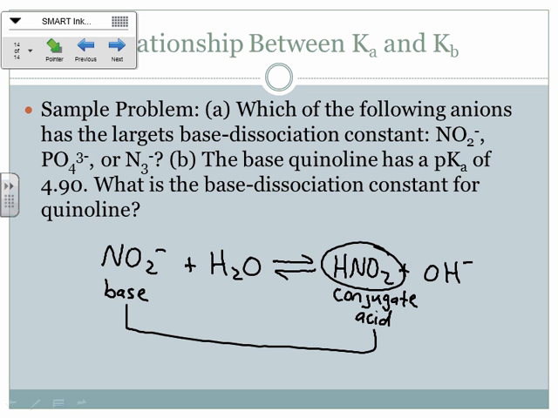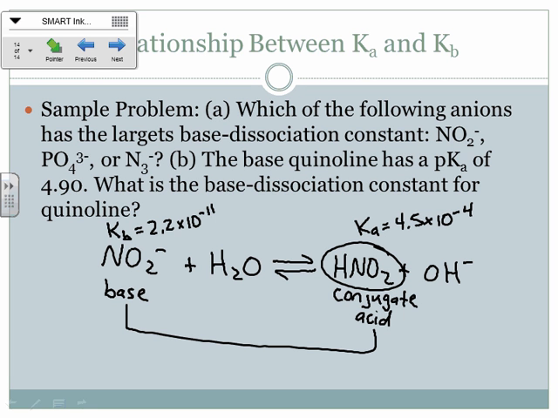So the HNO2, flipping back and forth between the acids and bases here, the Ka for that one is 4.5 times 10 to the negative fourth. If that's our Ka, then our Kb for this one would be 1 times 10 to the negative 14th divided by the Ka. That's going to be 2.2 times 10 to the negative 11th.